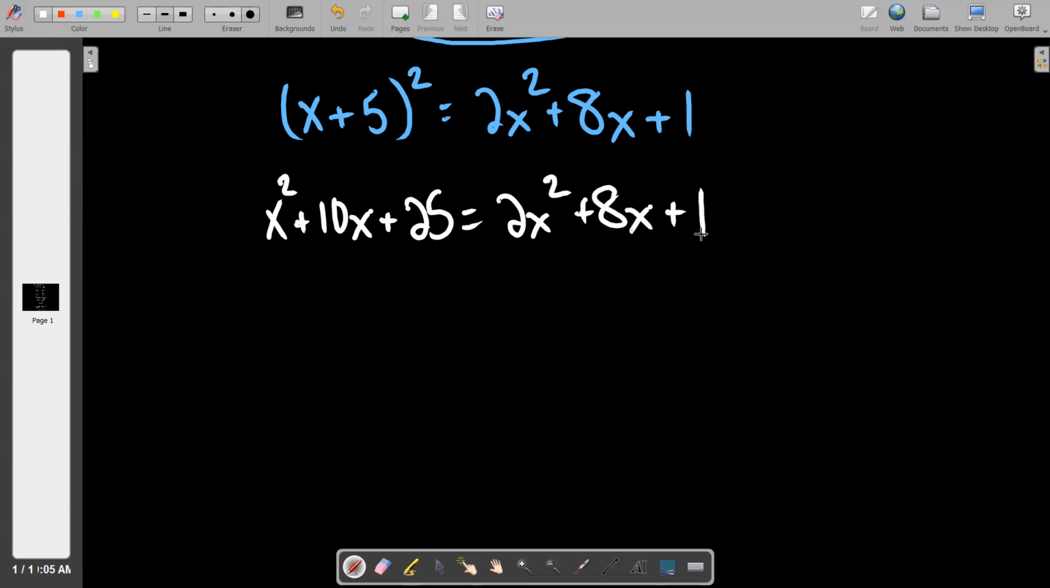Quadratics, if you haven't figured this out, are pretty important, right? They just keep popping up, and we have to be good at messing with them and solving them. So which side makes more sense to pull all of our stuff to? Definitely the right. So if we take away x squared over here, take away 10x, we get minus 2x. Take away 25, we get minus 24. And we're back in a pretty familiar zone here. Just factor it.